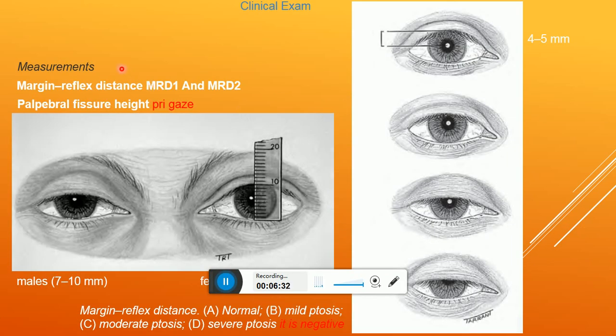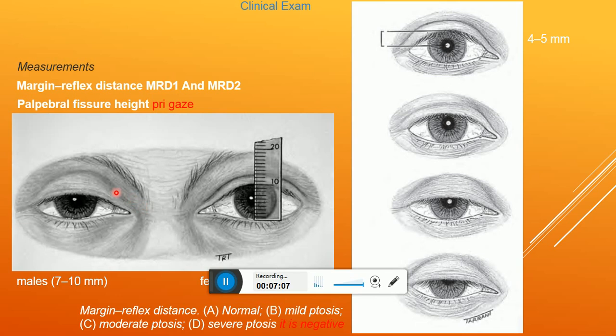Now measurements in a ptosis patient. The first one is margin reflex distance. This is the distance between the upper lid, here you can see, and the corneal reflection of a pen torch held by the examiner on which the patient fixates. Normal measurement is 4 to 5 millimeters. If it is decreased, then this is mild, this is moderate ptosis, while this is severe ptosis.